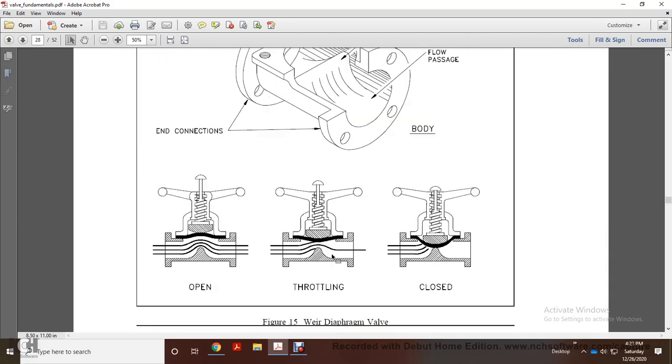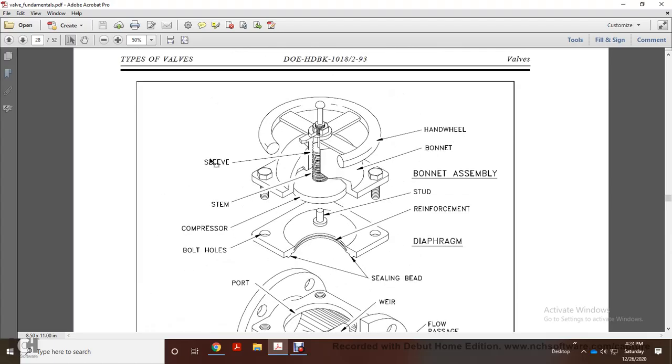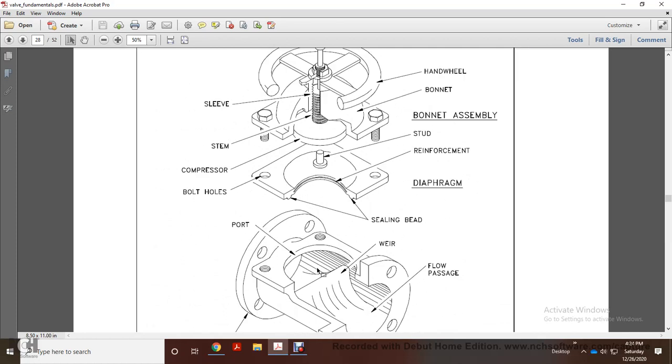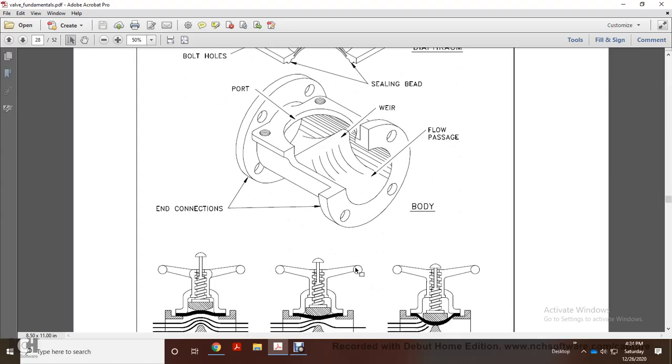This shows a weir diaphragm valve. Hand wheel, bonnet, sleeve, bonnet assembly, stud, reinforcement, compressor, bolt holes, stem, sealing band, port weir, flow passage, end connections, and body.